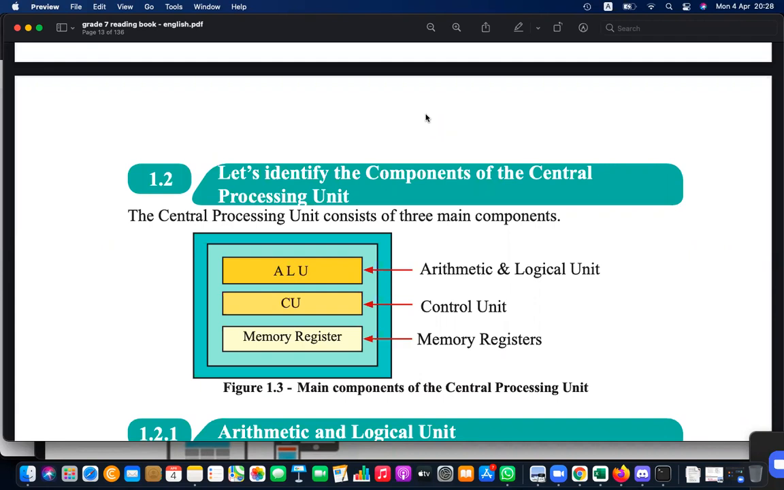Then the CU, control unit. Control unit is like a traffic police, sending control signals to each and every device. Traffic police is not driving, right?